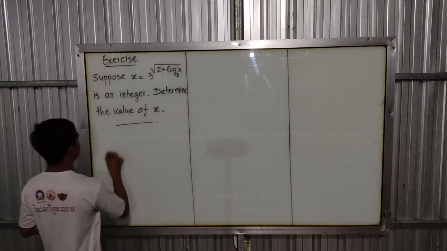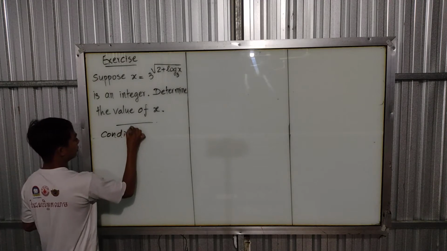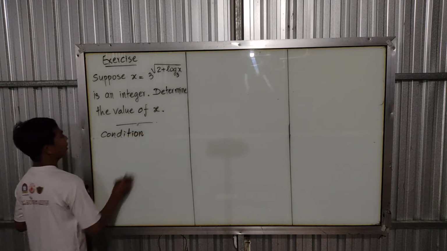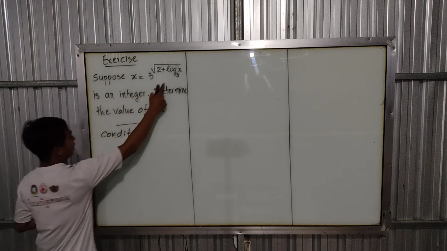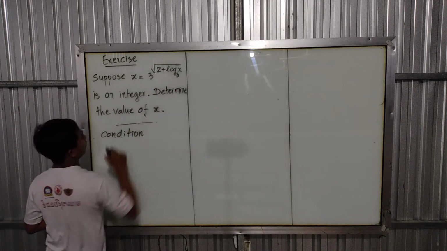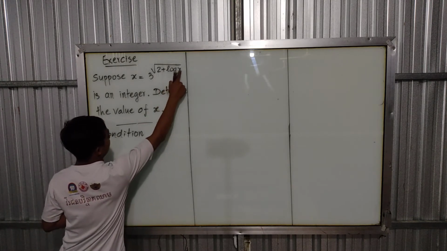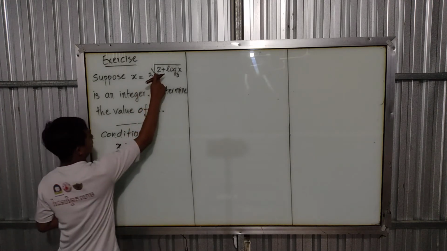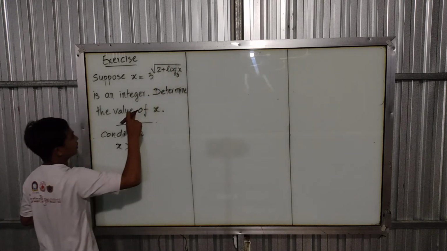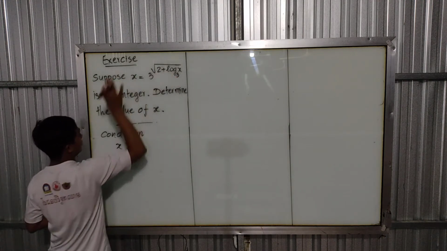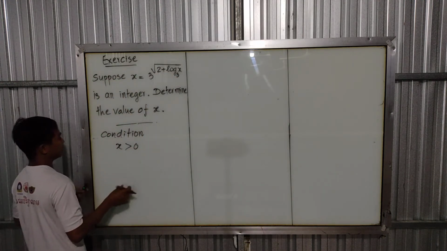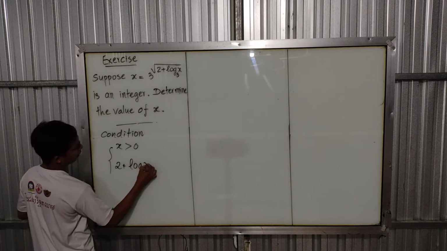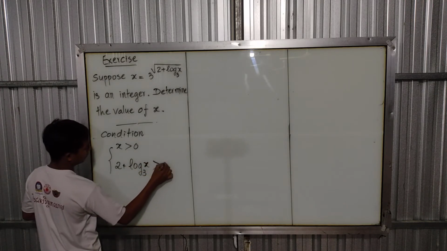So now we use the condition. Because of the log function, the condition is x is positive. And this expression is inside the square root, so it must be positive or equal to 0. So we get 2 plus log base 3 of x is bigger than or equal to 0.